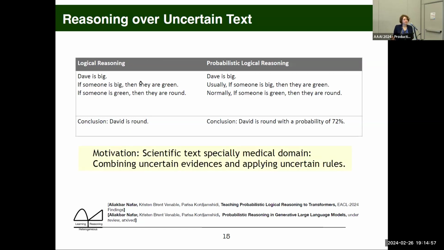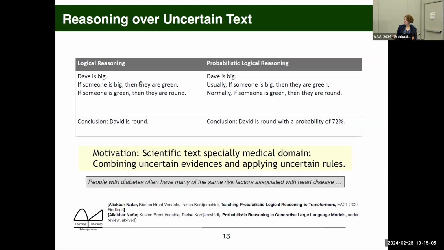So why is this important? I think this is interesting for the medical domain. We have a lot of uncertain evidence from different places. For example, you say people with diabetes often have many of the same risk factors associated with heart disease, and even in the medical domain, you can have probabilities as values mentioned in the text. So we want to bring evidence together and infer what is the probability of this person having a heart attack or something.